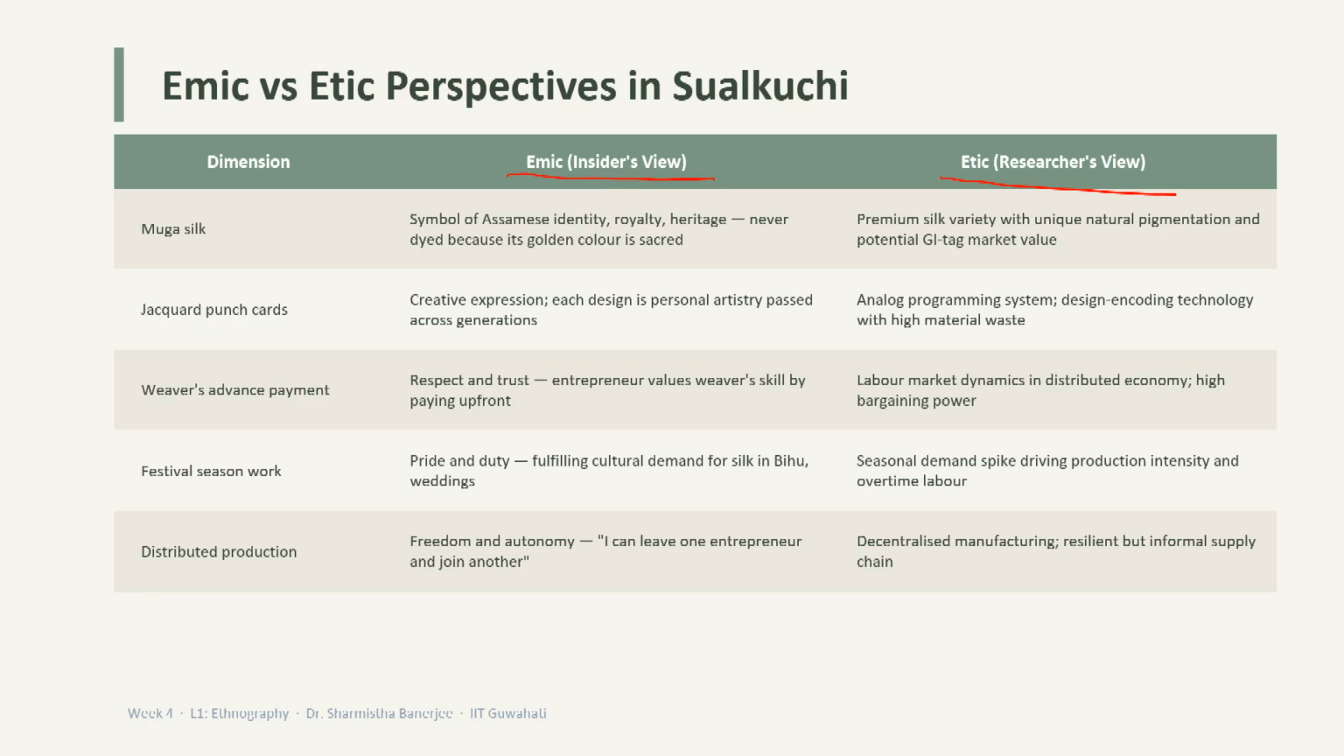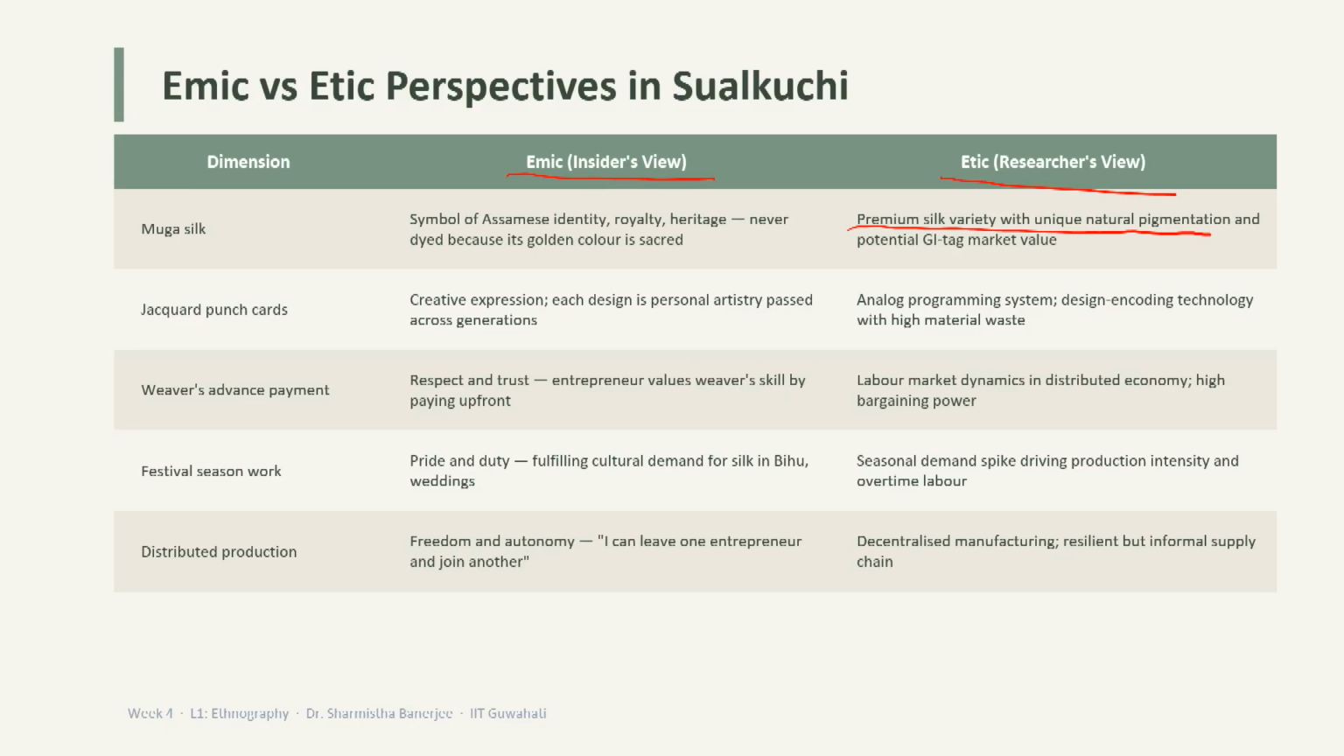You need to do a design intervention which improves the context of the entire cluster. As a researcher, I am also seeing that it is a premium silk variety, and the most important aspect of it is the unique natural color. So where all can it become extremely popular? Muga silk is also very popular in Japan for making kimonos.